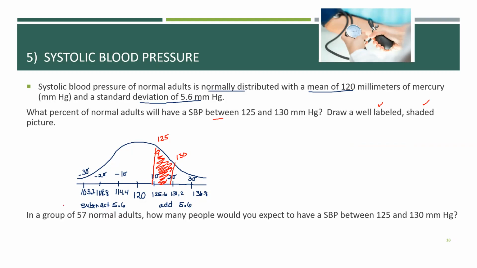So now, it asked me, in a group of 57 normal adults, how many people would you expect to have a systolic blood pressure in this range? And it asked me up here, well, what percent would be in this range? So I want to try to answer both of those questions. This is where I am relying on technology to help me out.